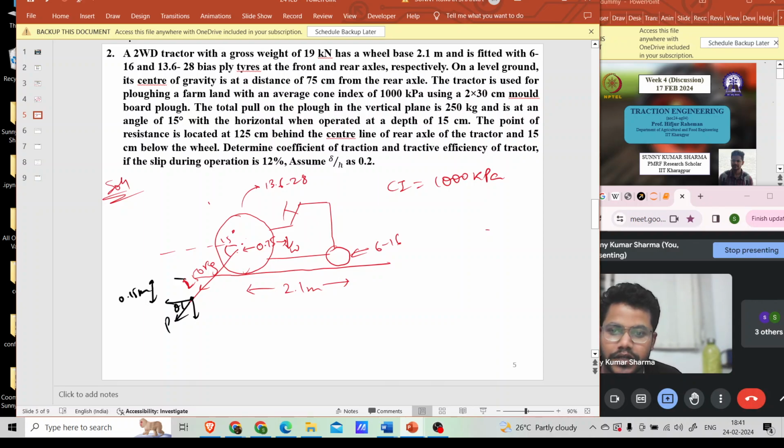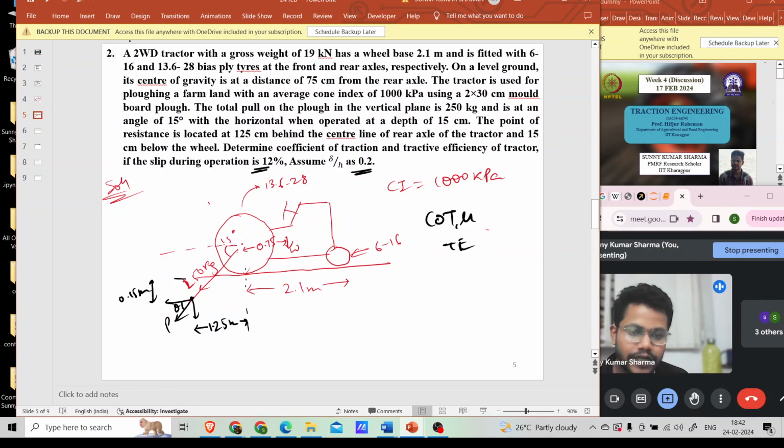The point of resistance is located 125 centimeter behind the center line of the rear axle, or 1.25 meter behind the rear axle, and 15 centimeter below. Determine the coefficient of traction and tractive efficiency. Slip is given as 12%, and delta by h is 0.2%.